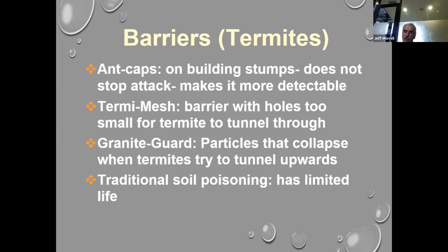Barriers are commonly used. If you look at some houses, old Queenslanders, particularly up here, they have ant caps on the stumps of the building. Those aren't going to stop the termite from going around them, but all they do is make the termite attack tubes more visible so you can detect what's going on. We see physical barriers like Termi mesh, which is stainless steel mesh with holes too small for the termite to go through, or granite guard, which are both put in the foundation under a slab or under a building to keep termites from moving up. Or we have soil poisoning as an alternative, or we have treatment.